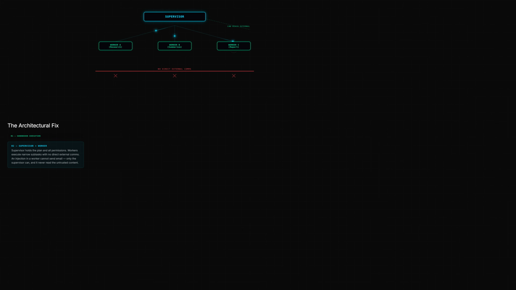Pattern 2. Supervisor plus Worker architecture. This is the pattern used by every serious production agent team. A supervisor agent holds the plan and the permissions. It knows what the overall task is and which tools are legitimately needed. Worker agents execute narrow subtasks with no direct external communications capability. Workers report back to the supervisor. The supervisor decides whether to act on the result. An injected instruction in a worker cannot send email because the worker does not have email access. Only the supervisor does. And the supervisor was not the one that read the untrusted content.